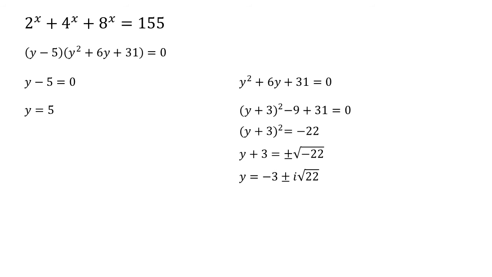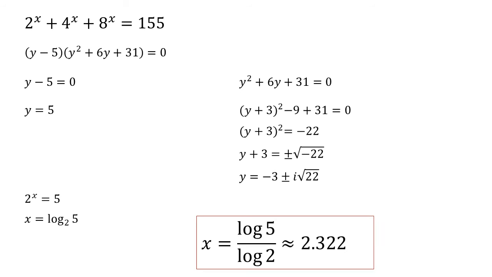Now, remember from before, we said that y is equal to 2 to the power of x. That's how we defined y. So 2 to the power of x must equal 5. By our definitions of logarithms, that means x must be equal to log base 2 of 5. Let's change this into normal log form now. So log base 2 of 5, again by our laws of logarithms, is going to be equal to log 5 over log 2, which is approximately equal to 2.322 if you're looking for it in number form.